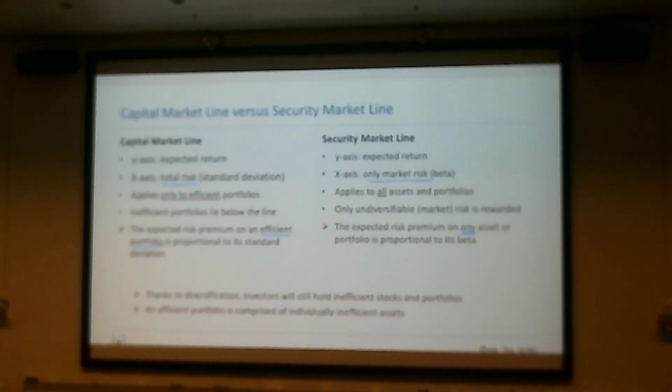In principle, it's very easy to confuse the capital market line and the security market line because they both plot returns and risk, or expected returns and risk. But for the capital market line, it's expected return against the total risk of a portfolio, so this also includes idiosyncratic risk. And for the security market line, we really only plot the market risk, so we only plot the beta. So this is very important to distinguish.